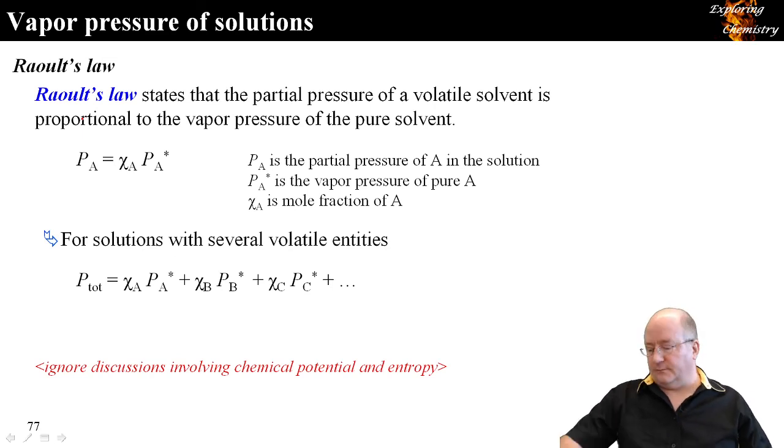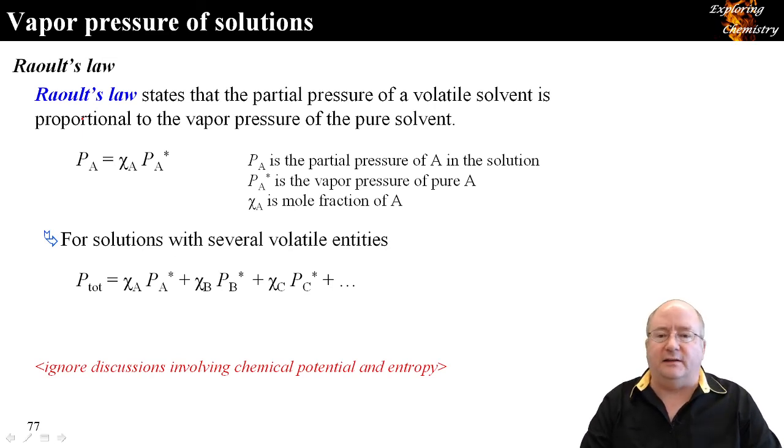Raoult's law. Raoult's law states that the partial pressure of a volatile solvent is proportional to the vapor pressure of the pure solvent. And the proportionality constant is the mole fraction. So here, P of A is the partial pressure of A in solution. P of A star is the vapor pressure of pure A. And chi, that funny looking X, is the Greek letter chi. Chi A is the mole fraction of A.